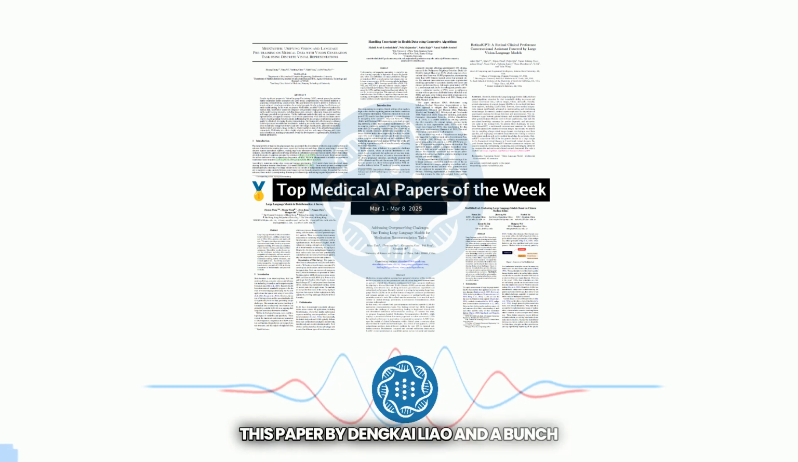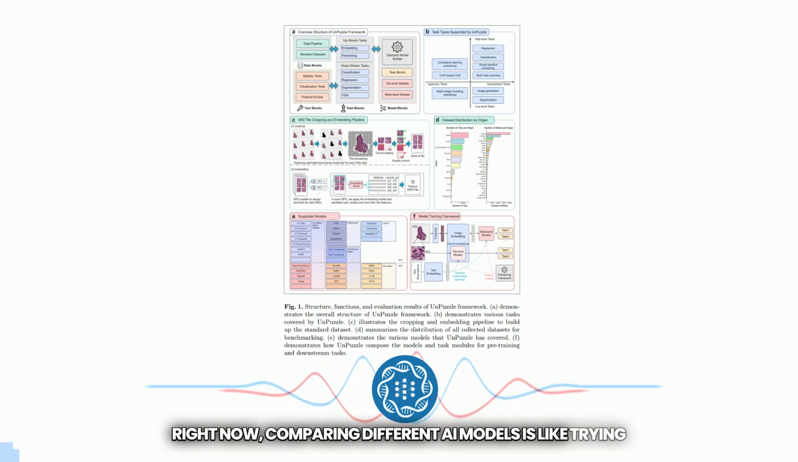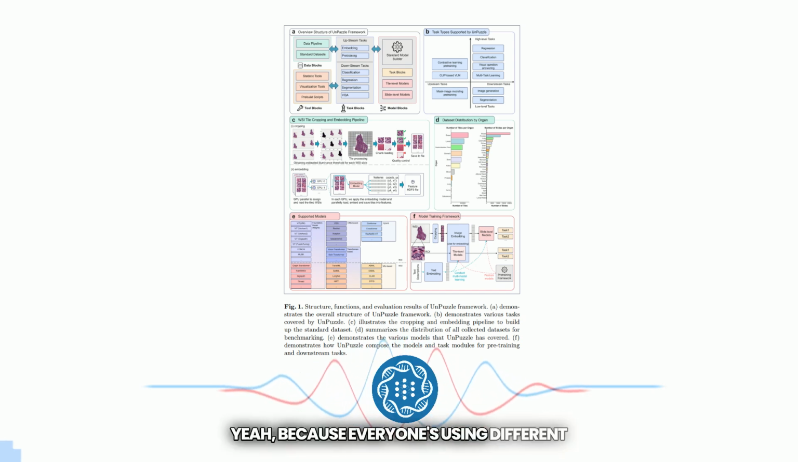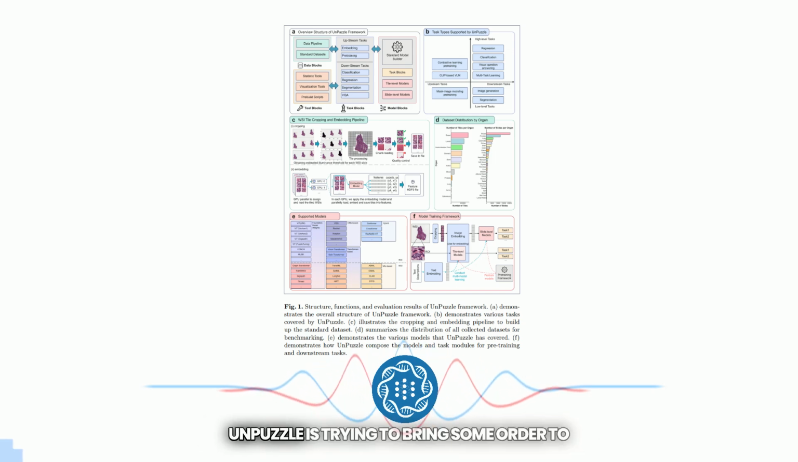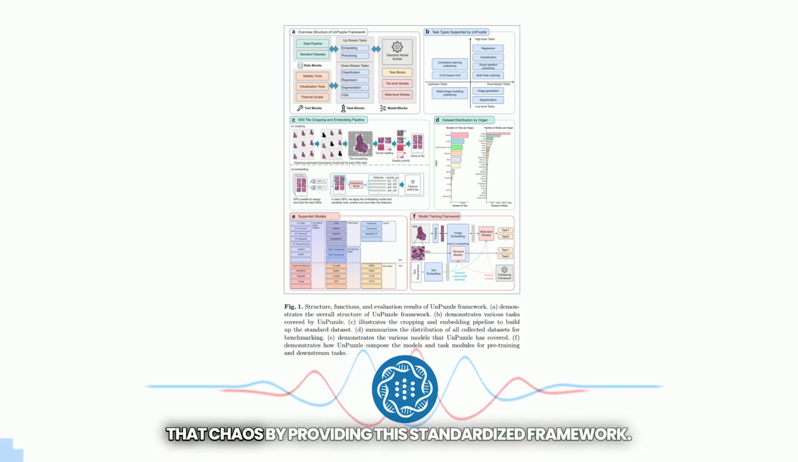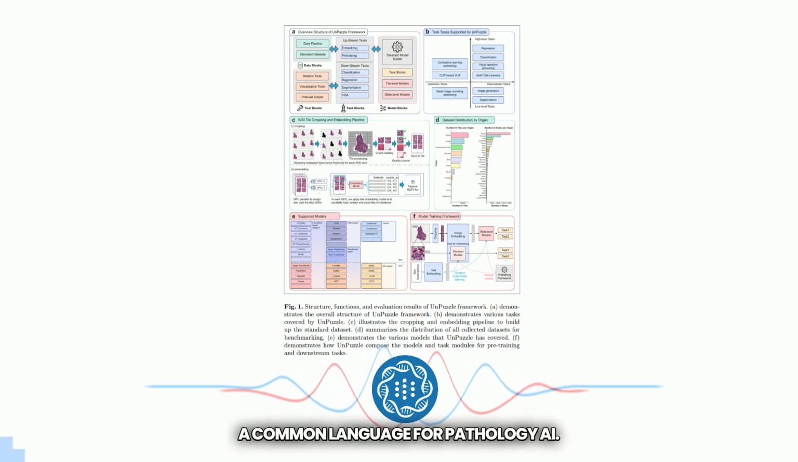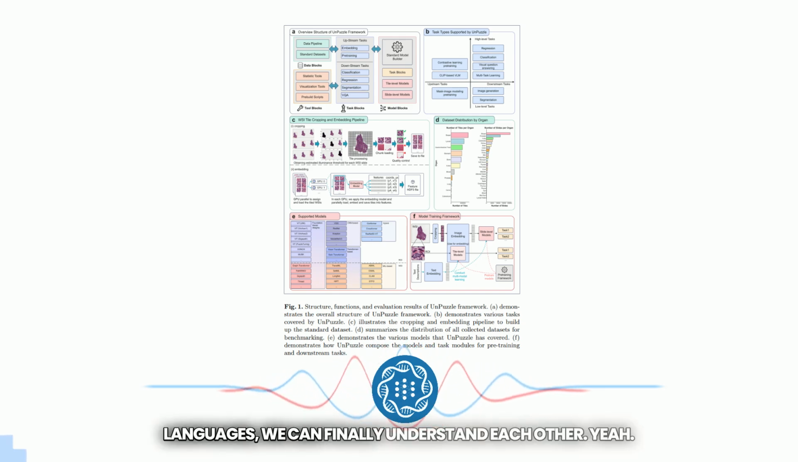This paper by Dingkai Liao and a bunch of other researchers tackles that head on. Right now, comparing different AI models is like trying to fit together puzzle pieces from different puzzles. It just doesn't work. Yeah, because everyone's using different methods and different data sets. It's like a recipe for total confusion. Exactly. UnPuzzle is trying to bring some order to that chaos by providing this standardized framework. It's like they're trying to establish a common language for pathology AI. Oh, that makes sense. So instead of everyone speaking different AI languages, we can finally understand each other.